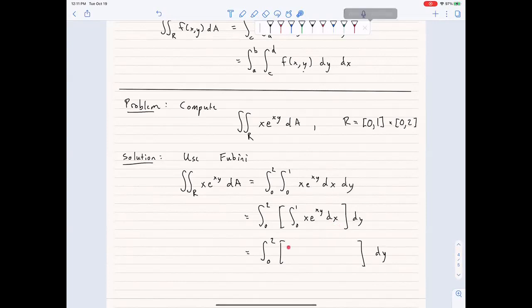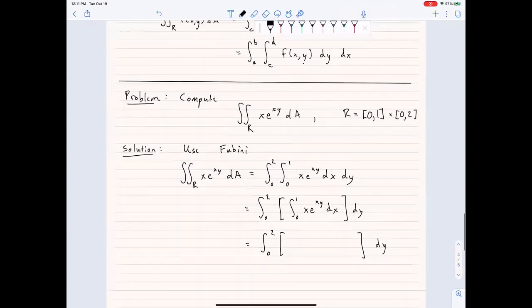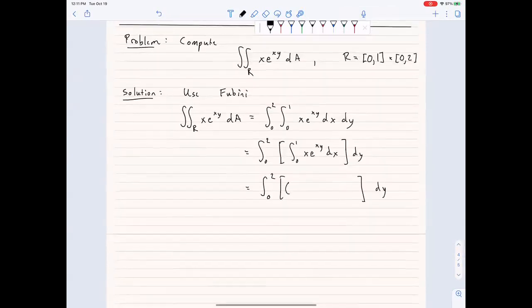And what I will get is an x over y, e to the xy. And I need to subtract 1 over y squared, I believe, yeah. E to the xy. And I need to evaluate that from x equaling 0 to 1.